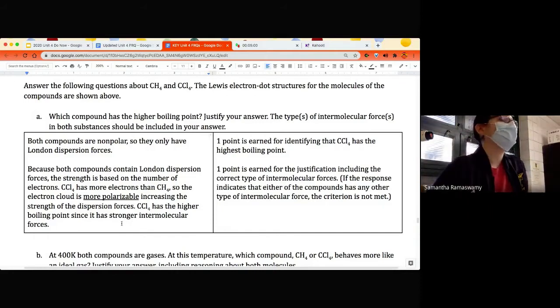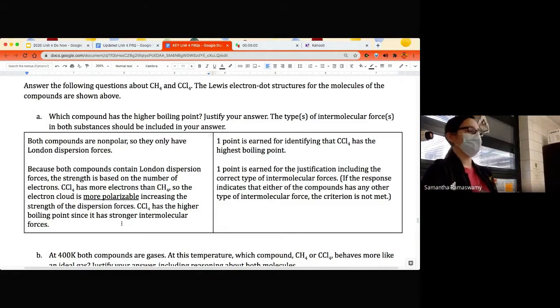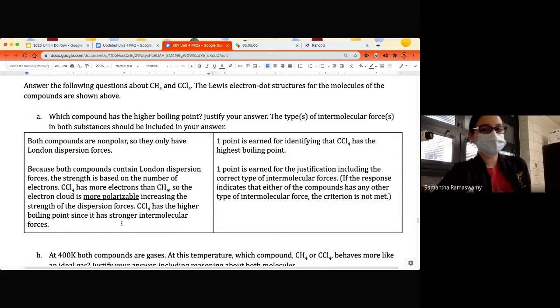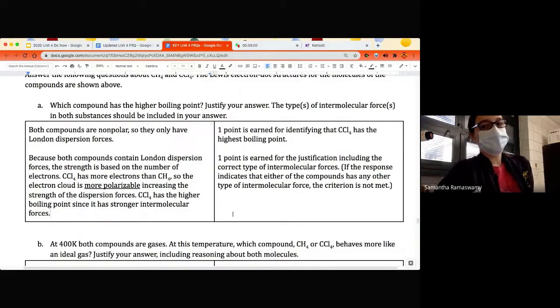Right? So again, dispersion forces are based on the number of total electrons, because that results in a more polarizable electron cloud. So CCl4 is going to have the higher boiling point. You can notice that 1 point was earned for saying that CCl4 has the highest boiling point, and then 1 point was for the justification.